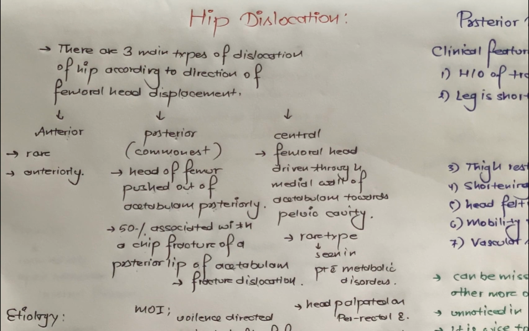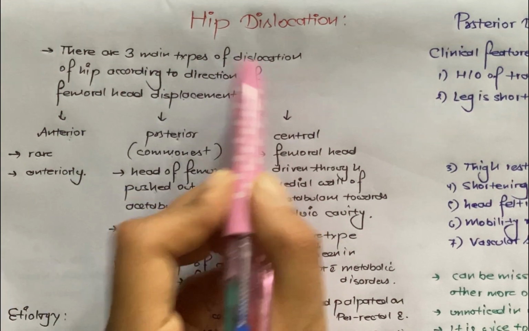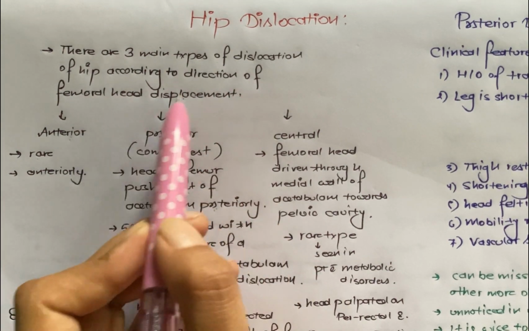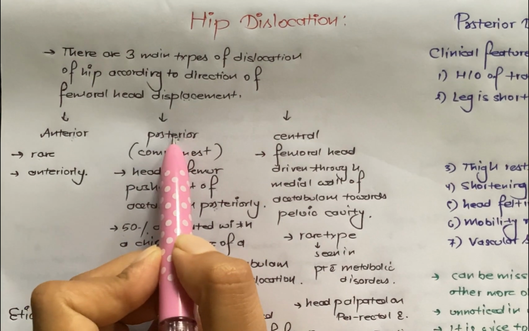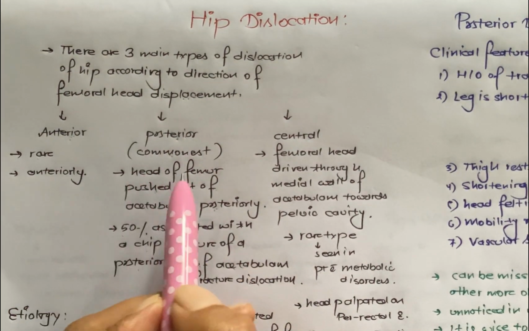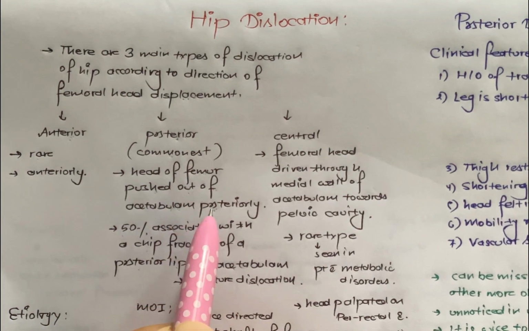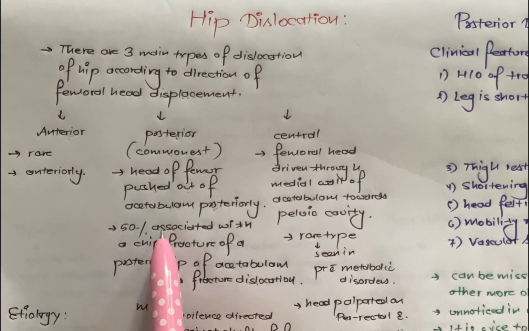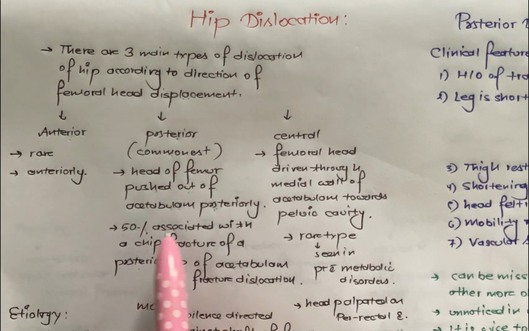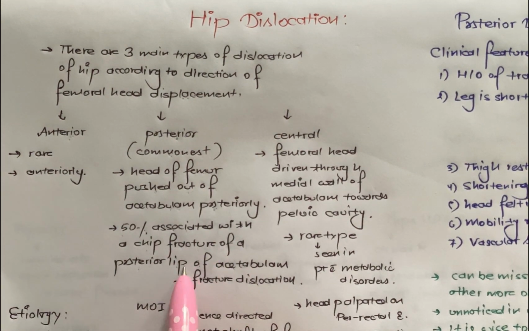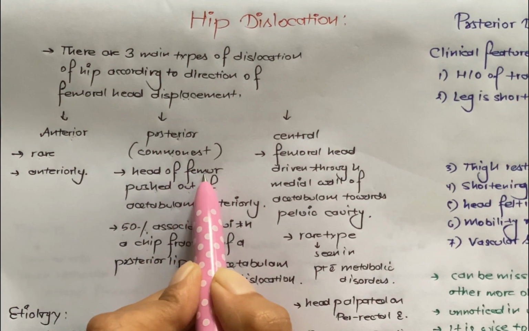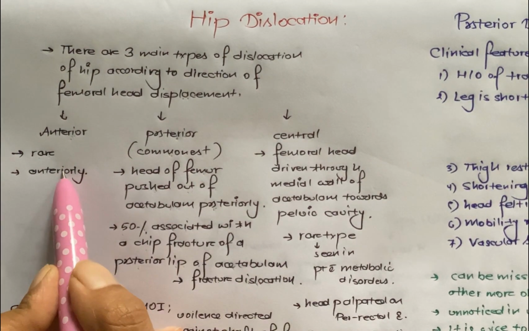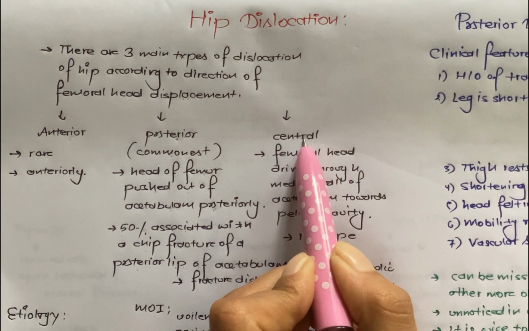As we have already discussed, there are three main types of dislocations of hip according to the direction of femoral head displacement, and they are anterior, posterior and central. The posterior one is the most common one, and in this type, the head of the femur is pushed out of acetabulum posteriorly, and 50% of this dislocation is associated with a chip fracture of a posterior lip of acetabulum, which is also known as fracture dislocation. And the anterior one is the rare one, in which the head of the femur is pushed out of acetabulum anteriorly.